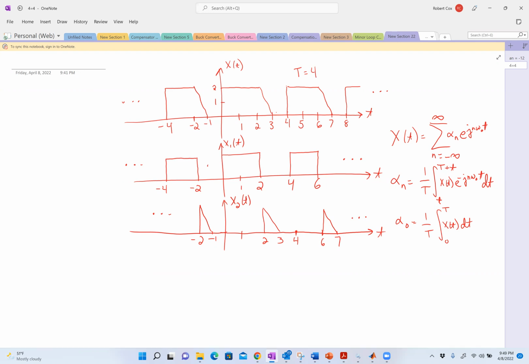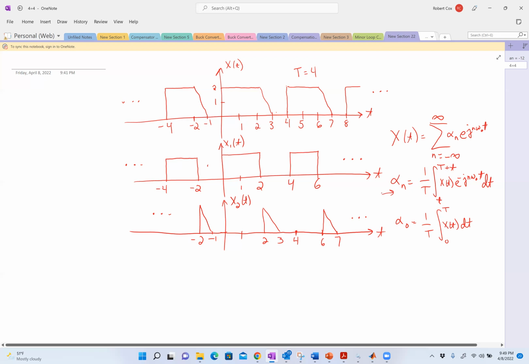And then I need to figure out what the alpha n are, and I use the basic formula right here to figure out my alpha n. Now, the one catch is that alpha 0 is just the average value of the waveform over a period. So we'll have to remember that.